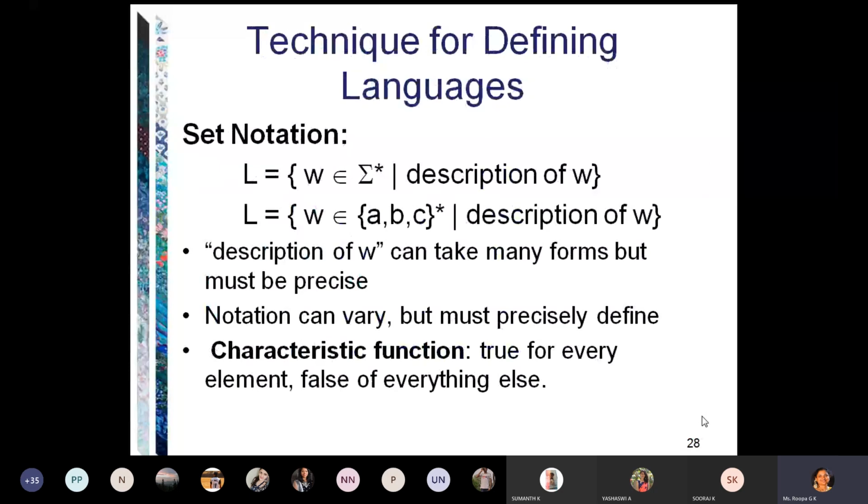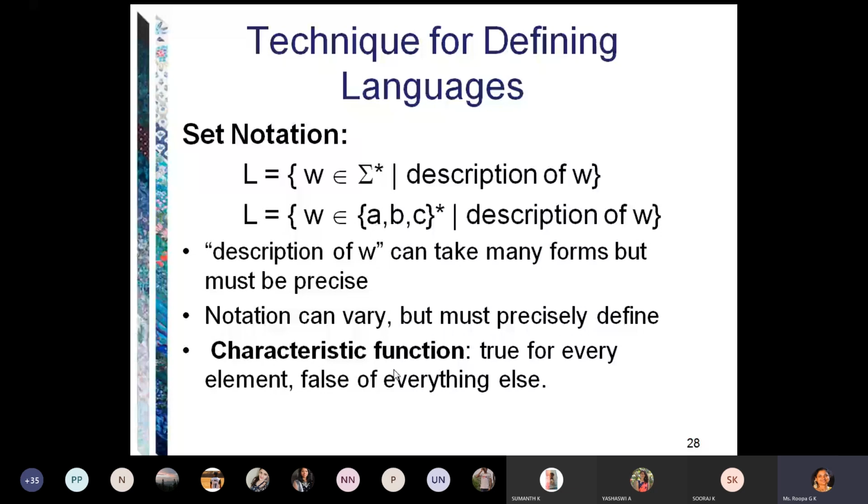Now, techniques for defining languages. Already we know how to define a language, but still there are two techniques. One is set notation, another one is characteristic function. We are concentrating on set notation. Characteristic function is rarely used and not important as well.